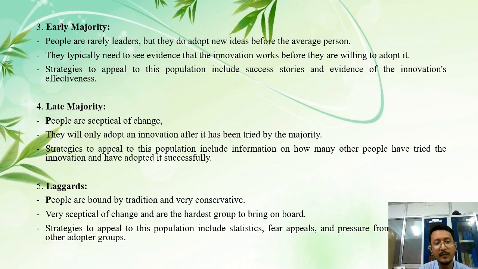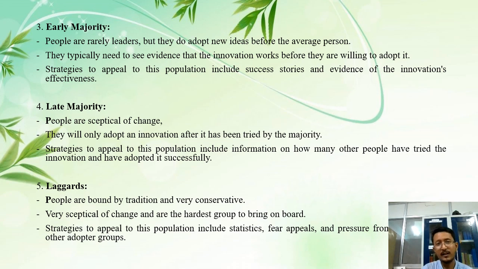The next comes the early majority. Now these people are rarely leaders. They are not regarded as leaders, right? But they do adopt new ideas before the average person. They typically need to see evidence that the innovation works before they are willing to adopt it. Now, like I already said, these people are not leaders. They are basically the followers, but at an early stage. Hence, they are called the early majority.